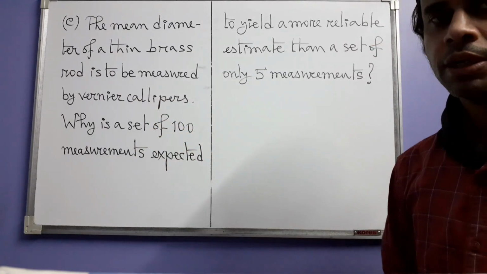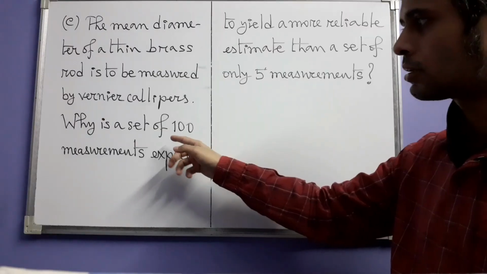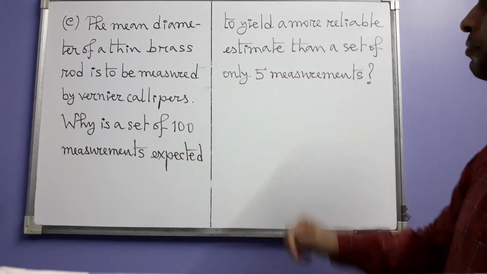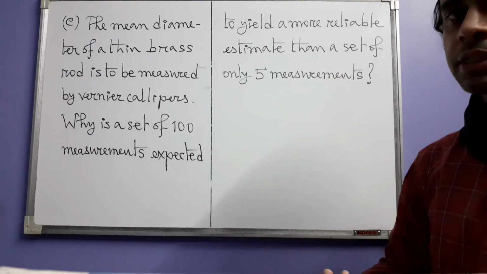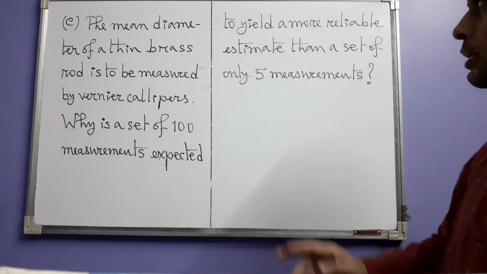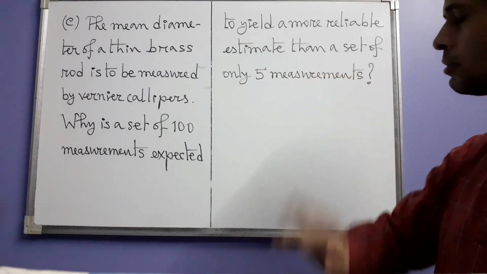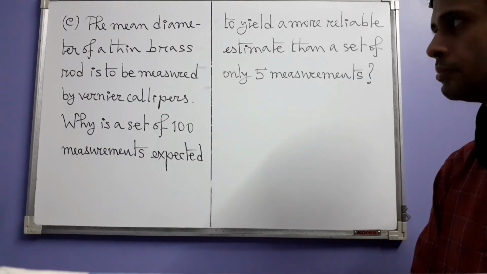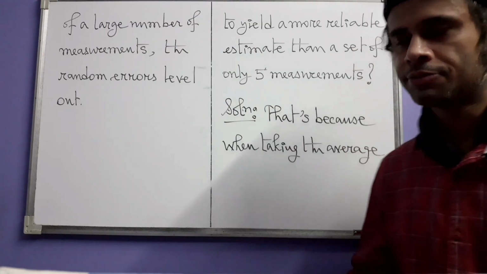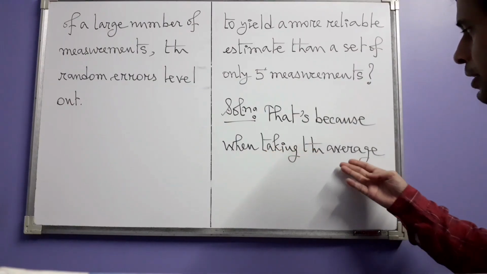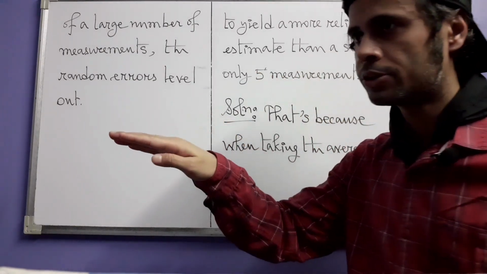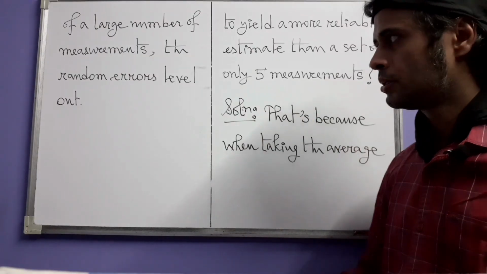And this is the question: why is a set of 100 measurements expected to give us a more reliable estimate of the diameter than a set of just 5 measurements? So we have to justify this. So this is the justification. That's because when taking the average of a large number of measurements, the random errors level out. But why?